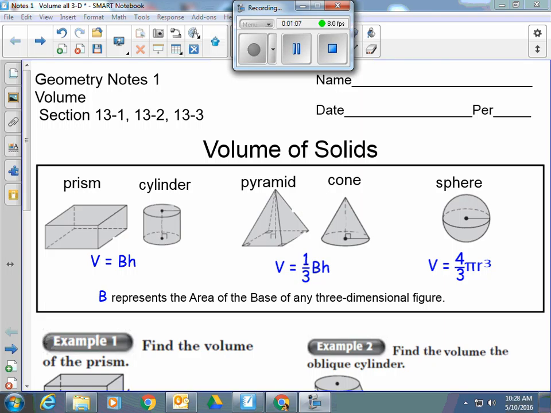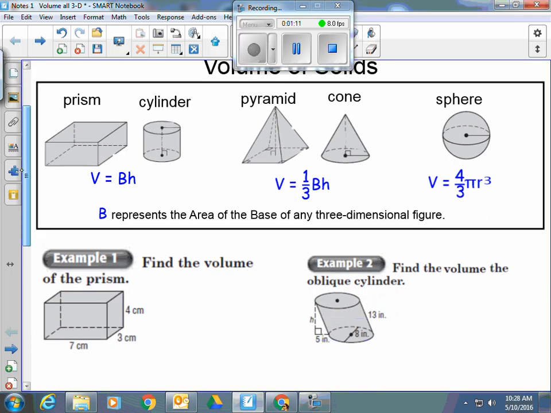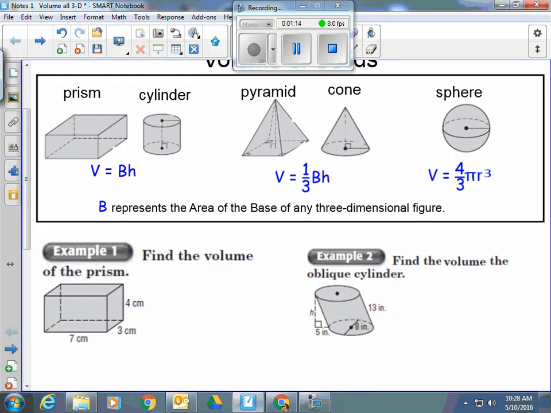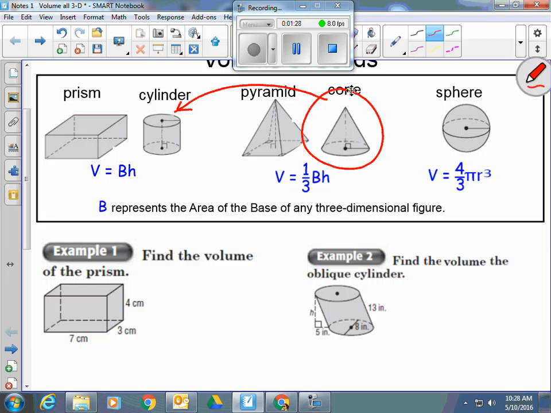That is interesting. So I want you to come over here and look at the formulas. Prisms: area of the base times the height. Here, it's 1/3 area of the base times the height. Why? Because it takes 3 of these. It takes 3 cones or pyramids to fill up 1 cylinder. Now do you understand where that formula is coming from? It's not just some random numbers.